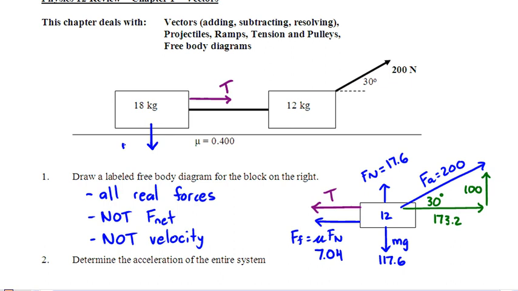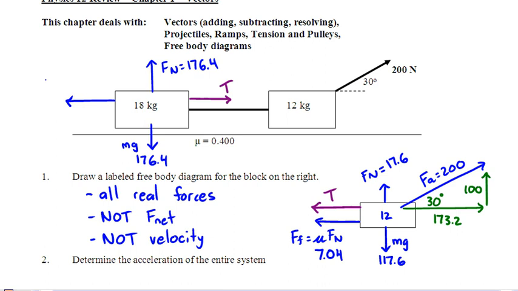So when we go to find the mg, we find it's almost 180, right? G is pretty close to 10. Get 176.4 newtons. The normal force here is actually just going to balance that out exactly. So we're going to have 176.4. And this one's going to have some friction. In fact, this friction is going to be pretty substantial because of all of that normal force.